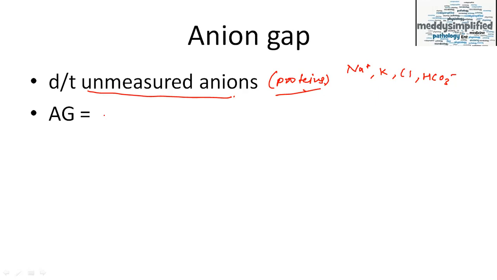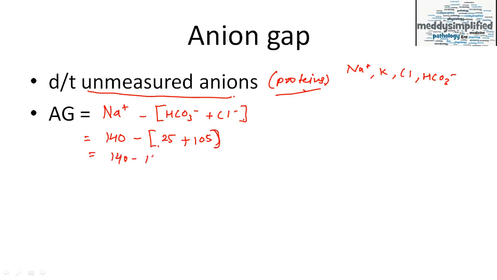So what is the formula for anion gap? It is total sodium minus, in brackets, bicarb plus chloride. Right, so this is the formula of anion gap. For the normal range, it is 140 for sodium, and HCO3 is 25 plus chloride 105. So this in total becomes 140 minus 130, which is 10. So normal anion gap, we take it as 8 to 10 milliequivalent per liter. So this is something to remember.